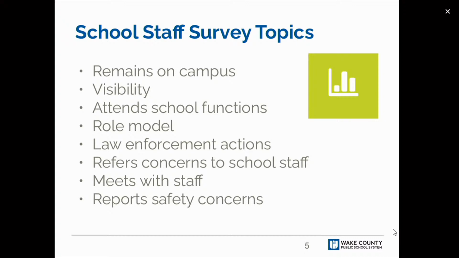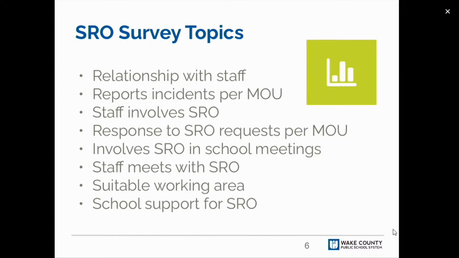So these are the 8 categories that we have for that survey, ranging from whether or not they're being a good role model for the students, the interactions they have with the staff, reporting safety concerns to the staff. This is just a summary of those statements. It's a full statement that we provide for the survey for them to evaluate the SRO. And on the other side, we also provide the SRO with that same opportunity where they're evaluating the school staff, again, meaning principals and APs.